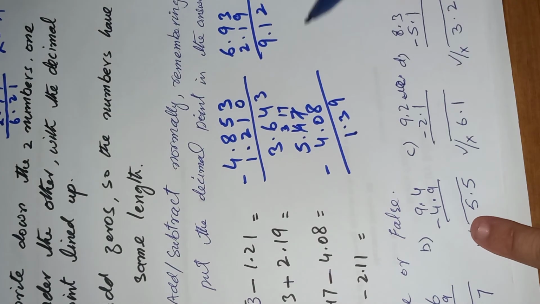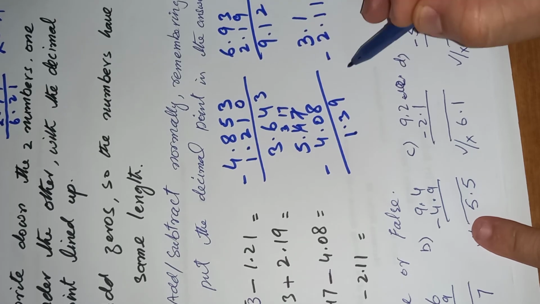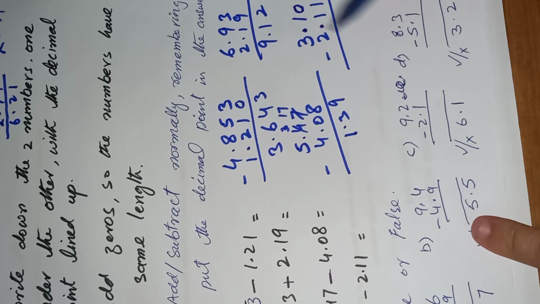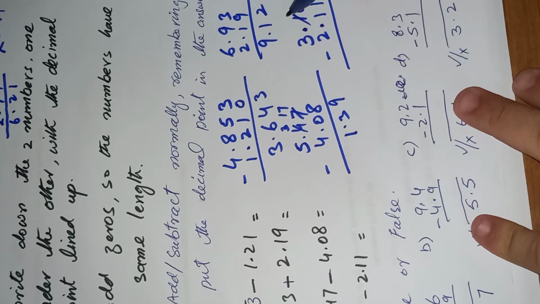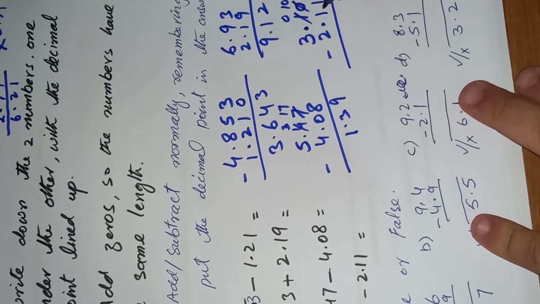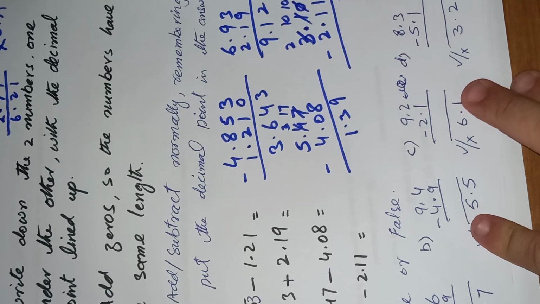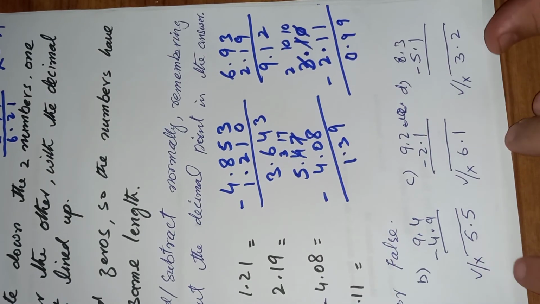Now the last one is 3.1 minus 2.11. The decimals are lined up. Now comparing the length, here we put 0, so now they are of the same length. Now start subtracting. We will borrow from here. It will remain 0 and it becomes 10. So 1 cannot be subtracted from 0, so it will remain 2 and 1 will come here. It becomes 10. 10 minus 1 is 9. So 2 minus 2 is 0. This is how you will be solving these questions.